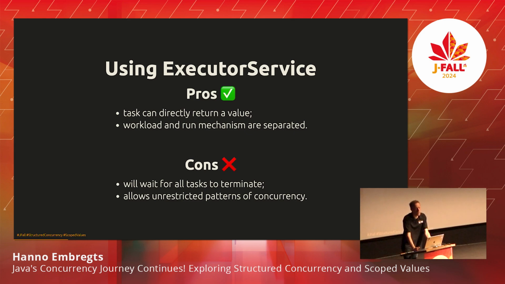So pros and cons again: the task can directly return a value now with executor service, and we have separated workload and run mechanism. We could run it on 6 threads if we wanted to with just one single change in the code. But executor service always waits for all tasks to terminate, even if it has failed, right? And it also allows unrestricted patterns of concurrency. So what do I mean by that? Well, executor service doesn't enforce any task structure.